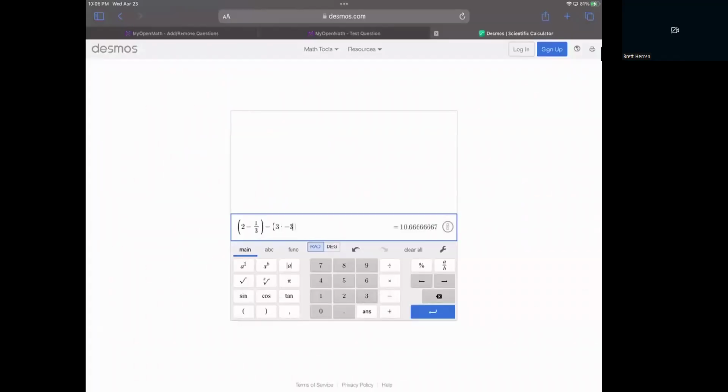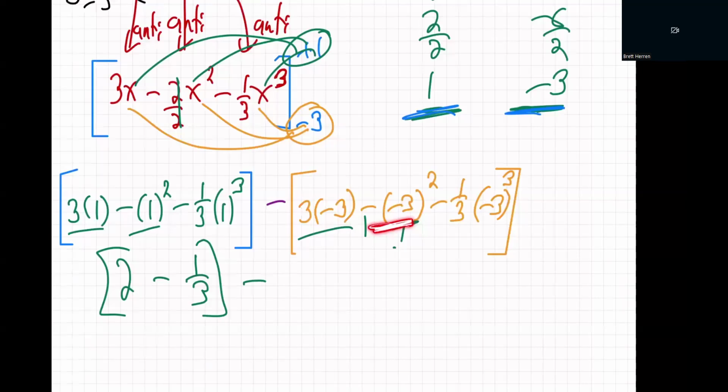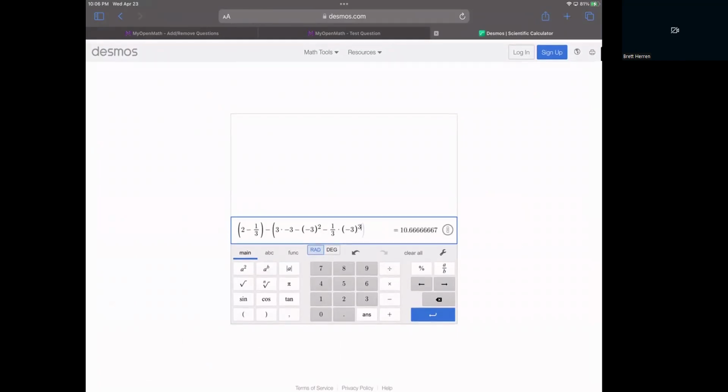3 times minus 3 minus. And then I'll go parenthesis minus 3, whoops, minus 3 squared. 3 times minus 3, and then minus 3 squared, minus a third times minus 3 cubed. Minus a third times minus 3. And you do have to put parentheses around those negative items. That matters that you parenthesize those.